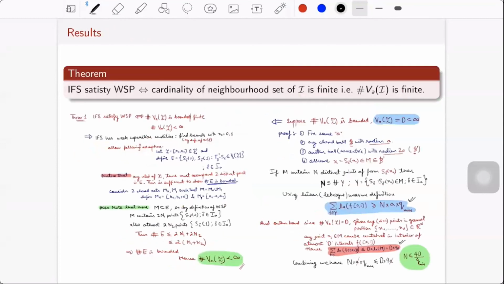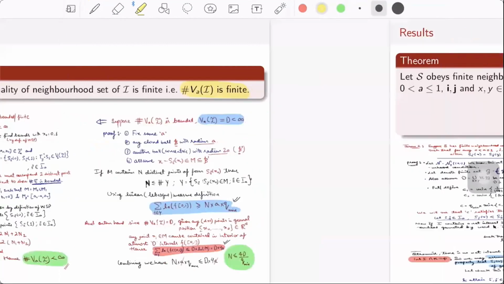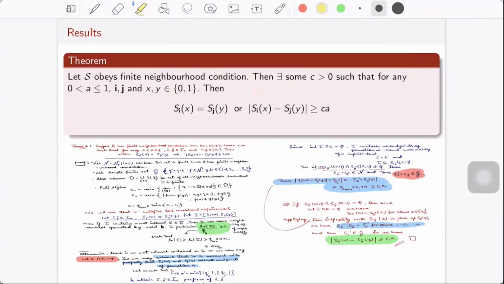So this is the first theorem. It says that the IFS satisfies the weak separation condition if and only if the cardinality of the neighborhood sets of I is finite. That is, we have a finite number of neighborhood sets. And here is the proof. The next theorem says that if S obeys the finite type condition, then there exists some C greater than 0 such that for any a less than 1 and multi-indices I and J, either the two copies or two points coincide, or they are separated from each other by some factor C multiplied by a. And here is the sketch of the proof.